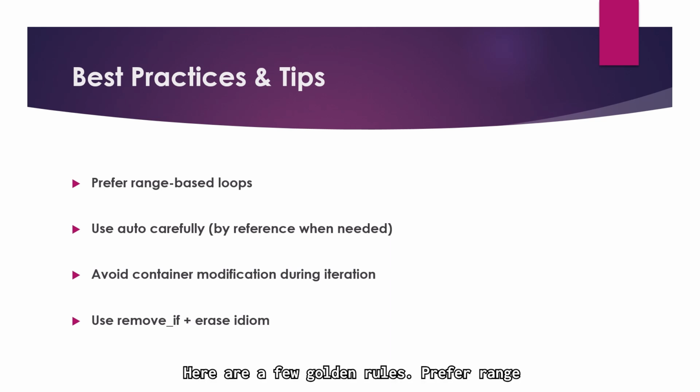Here are a few golden rules. Prefer range-based loops when possible. They are safe, short, and expressive. Use auto& and const auto& to avoid unnecessary copying and to ensure clarity in intent. Avoid modifying a container mid-iteration unless you absolutely know how to do it safely. And finally, master the erase-remove idiom. It's a common STL pattern to remove items from containers efficiently.